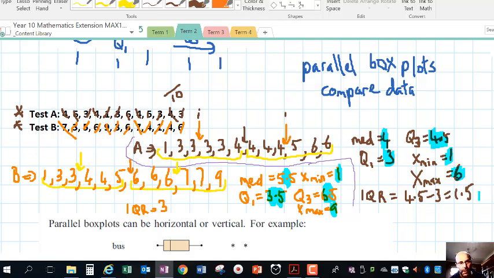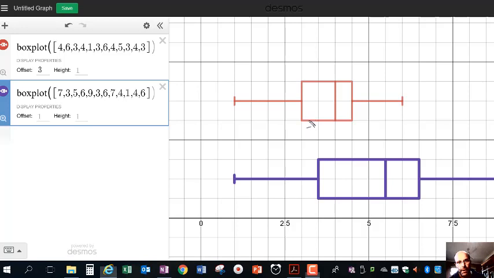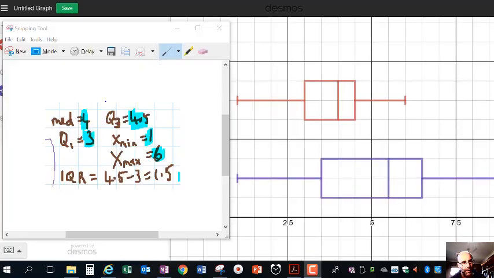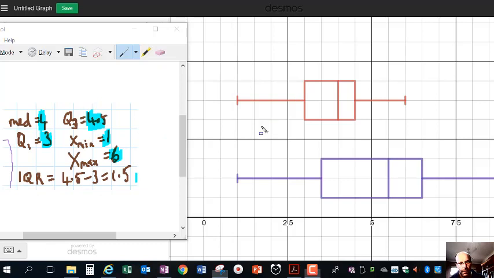We'll have a parallel pair of box plots. I've used Desmos for this. You can see that the first lot of data is plotted in red, and the second lot of data is plotted in a bluey purple color there. So we saw the 5-number summary had the following data. For the top data there, the x min is 1, and you can see on the scale each of these little increments is a half, so 1's there, and the minimum value is 1.